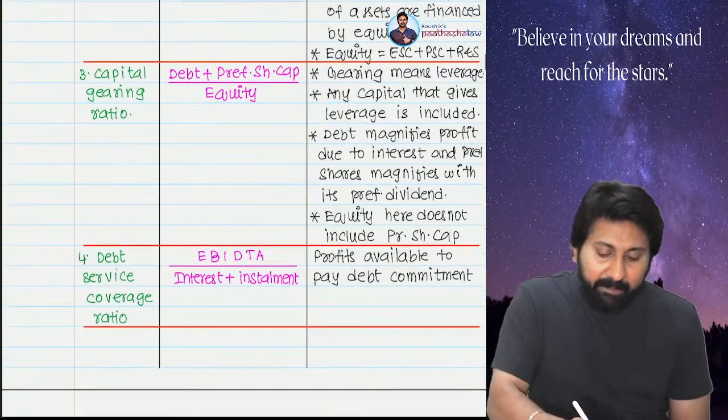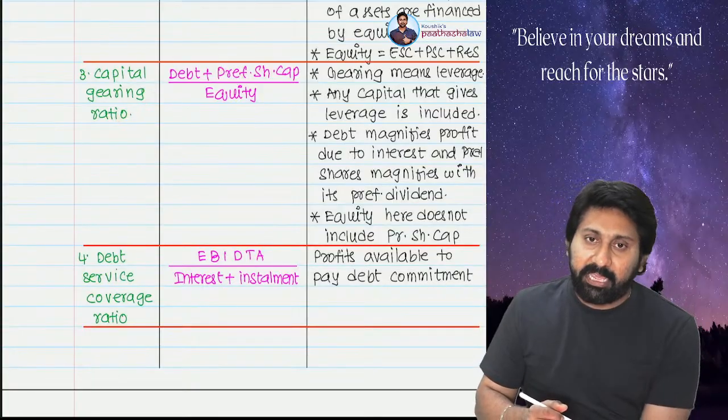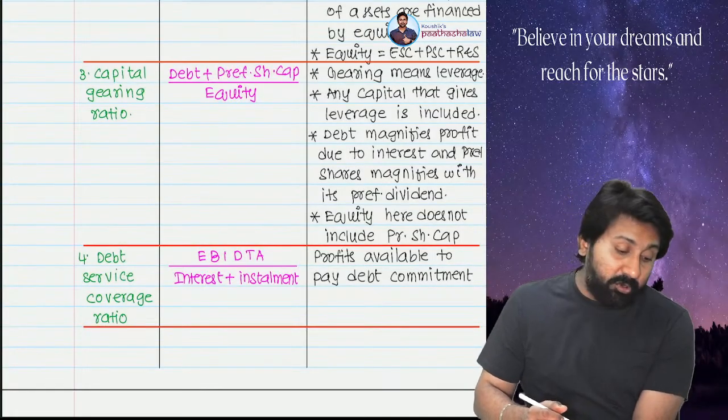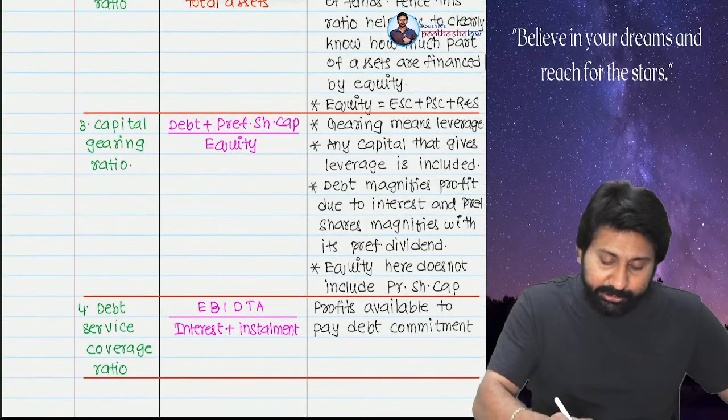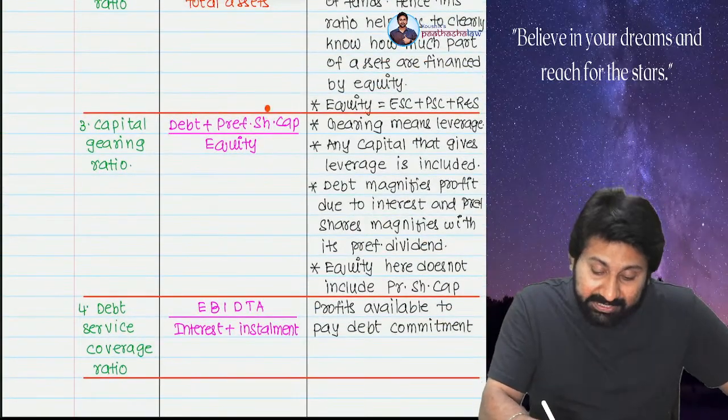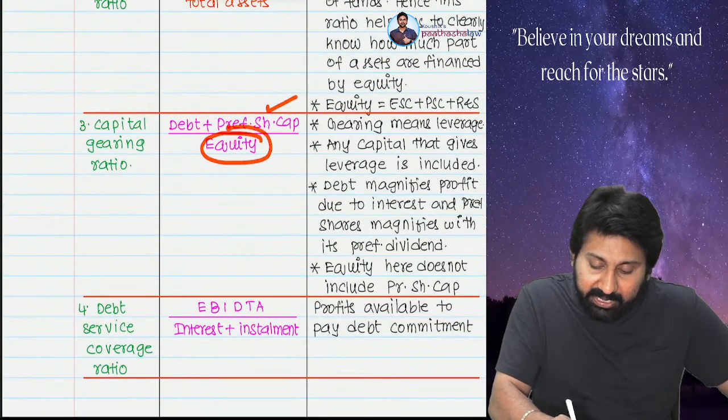Next one. Capital gearing ratio. This is similar to debt equity, but not completely. Capital gearing ratio means debt plus preference share capital by equity.